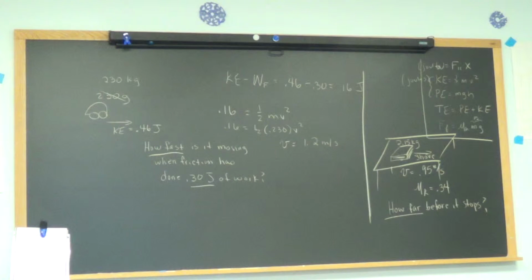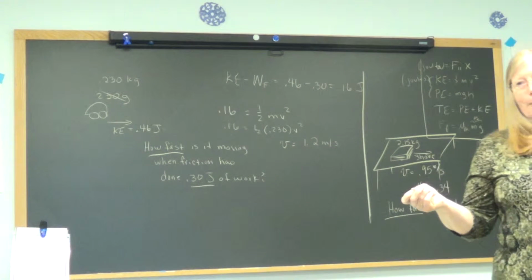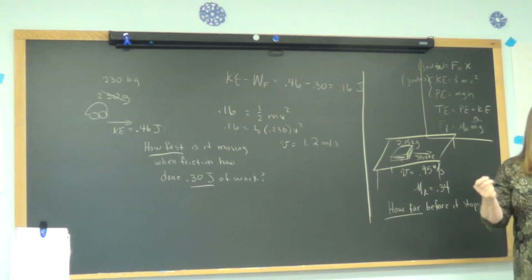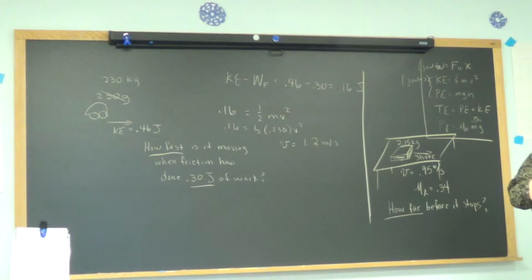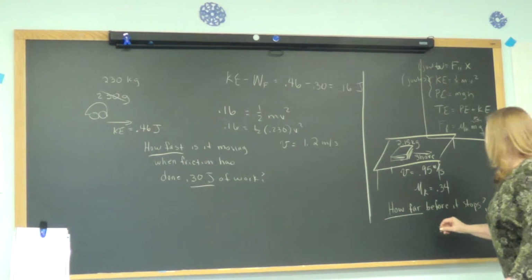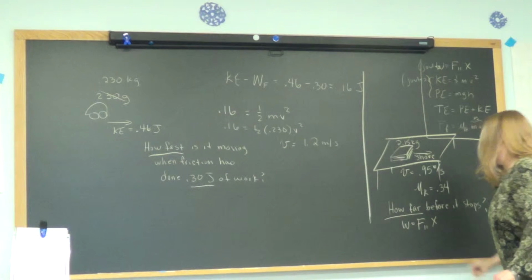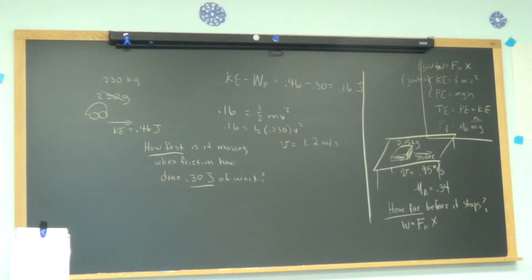Well, what would it look like? What variable is going to take the place of how far normally? X. Do you see an X up there? Yeah. Where is it? Work. That points me to the place to start, because nothing else has an X in it. So the work equals force parallel times X.